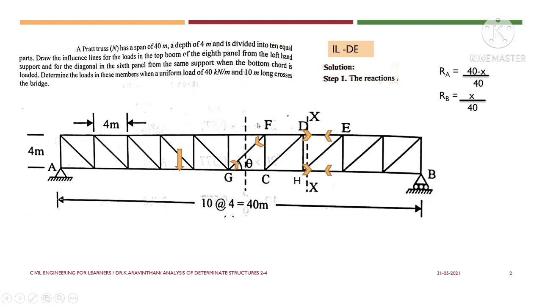To find the influence line, first let us consider the member DE. This is the member DE, the top chord, and if you want to find reactions, you can assume a unit load at a distance of x, and the total distance is 40 meter. If you want to find RA, the formula is (40 minus x) by 40, and for the reaction RB you will have x by 40. This formula is derived from (L minus x) by L and x by L.